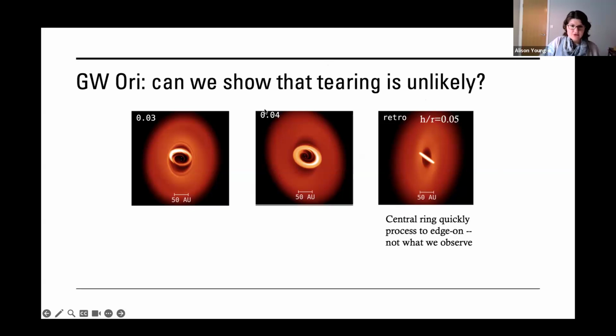So we can see, first of all, that we do get tearing in all cases. And we can see that the retrograde case looks qualitatively different to the other two. We can see that the inner ring quickly precesses to become edge on. And that's not what we observe. So I think we can discount that one and say that, unfortunately, it would be really cool, the GW Ori disk is not retrograde.